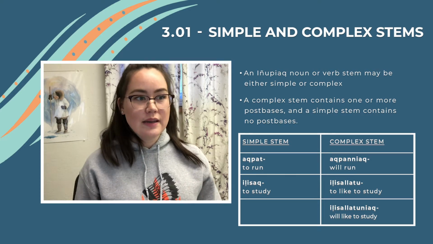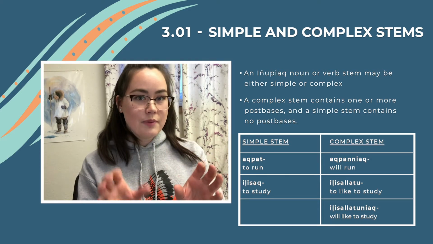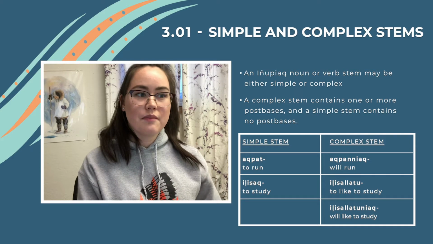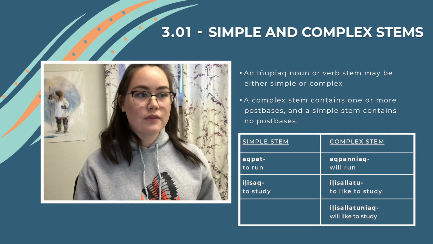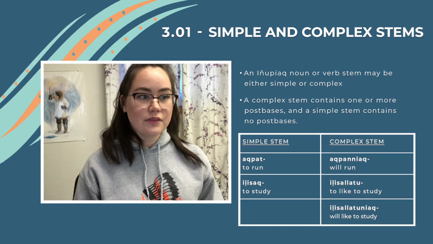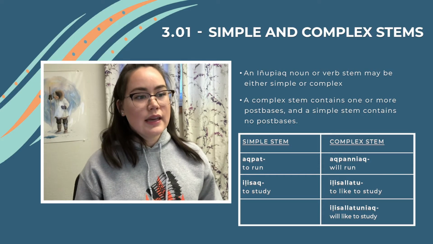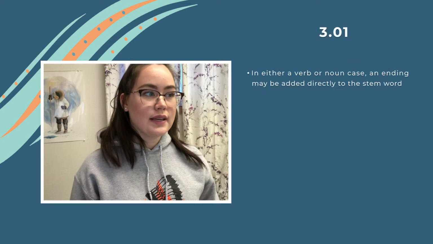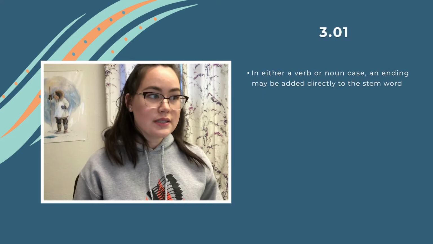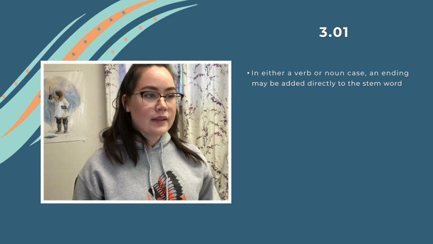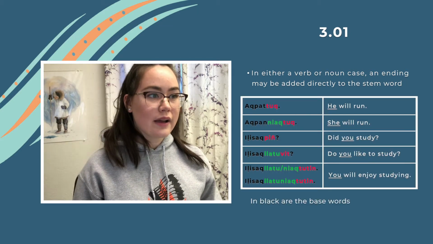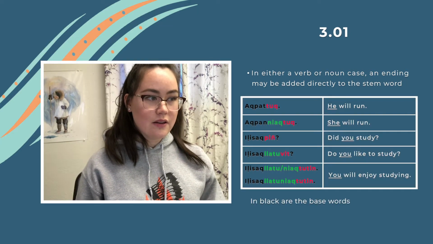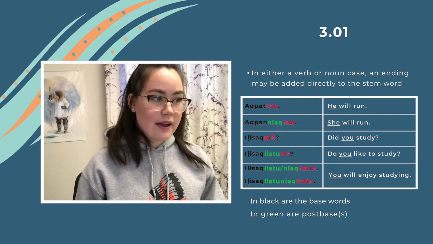A complex stem is when you add on a postbase to your stem. So, for example, akpanak, will run. Ilisalatu, to like to study. Ilisalatunak, will like to study. In either a verb or noun case, an ending may be directly added to the stem word. So if you look at the examples, in black are the base words, in green are the postbases, and in red are the endings.